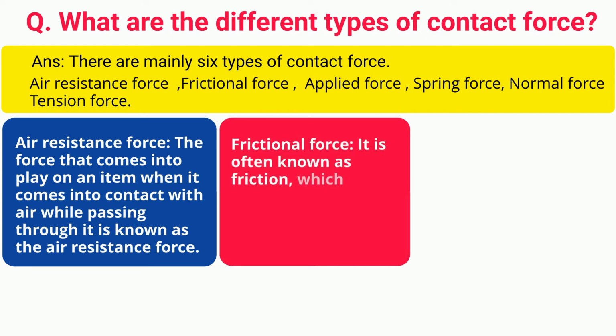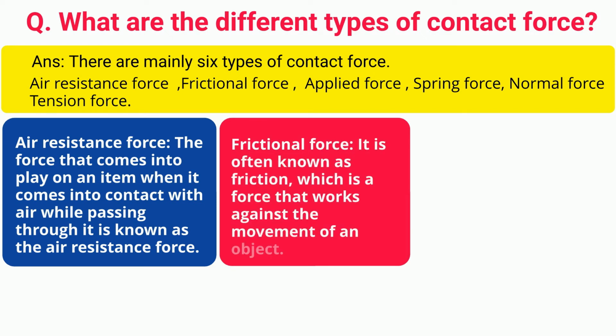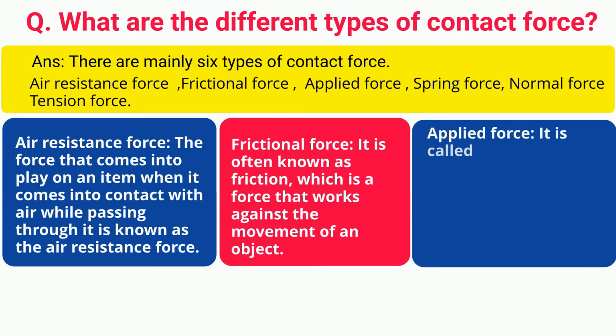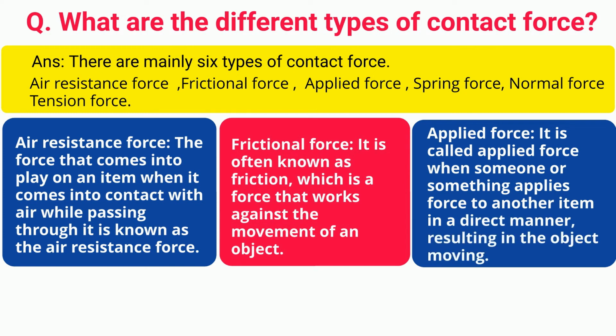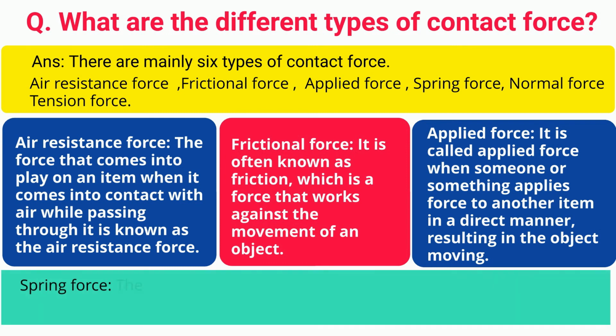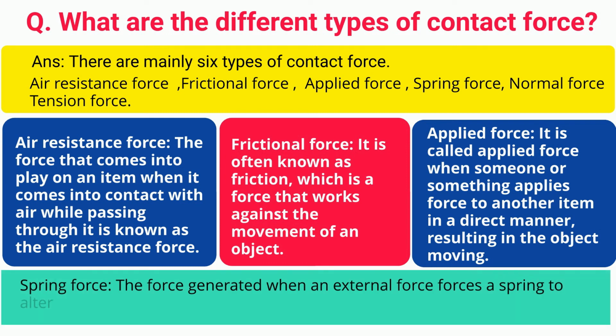Frictional force, often known as friction, is a force that works against the movement of an object. Applied force, it is called applied force when someone or something applies force to another item in a direct manner, resulting in the object moving. Spring force, the force generated when an external force forces a spring to alter its form is known as spring force or spring tension.